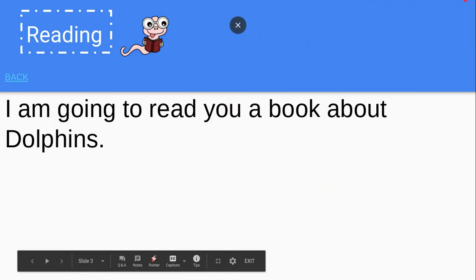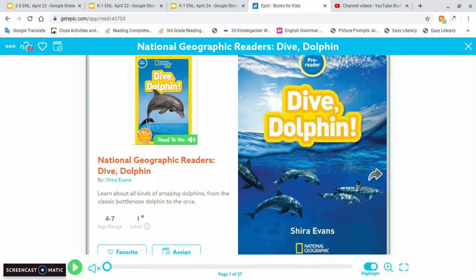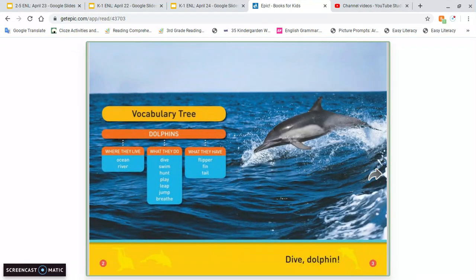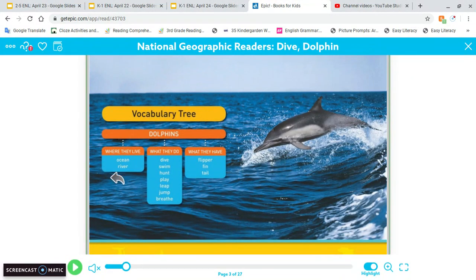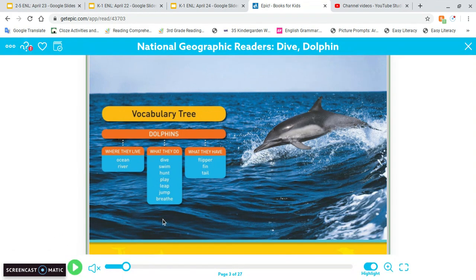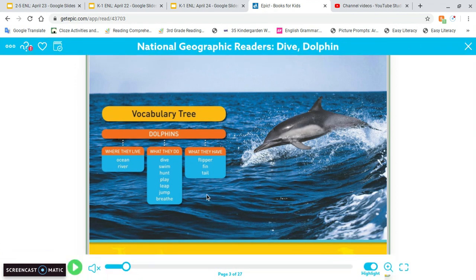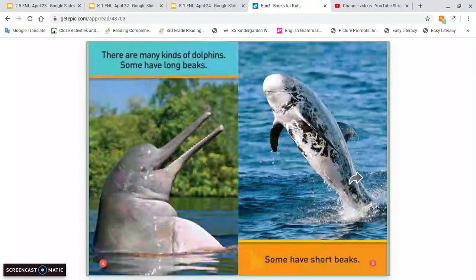All right, next I'm going to read a book about dolphins. We read a story about dolphins last time, so I wanted to read another book. This is called Dive Dolphin. I like this vocabulary tree. It says where they live, ocean and river, and what they do: dive, swim, hunt, play, leap, jump, and breathe. What they have: flipper, fin, and tail. Okay, it's called Dive Dolphin.